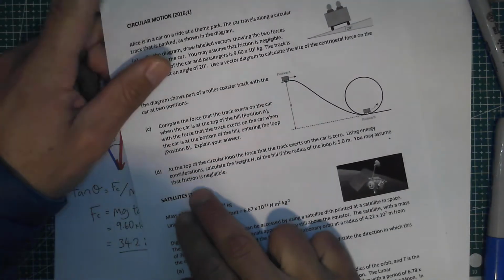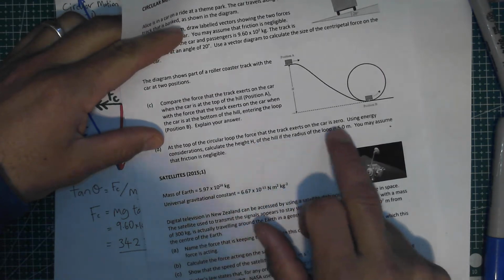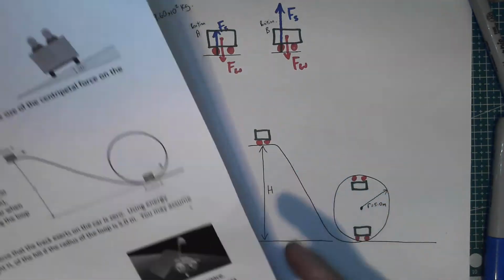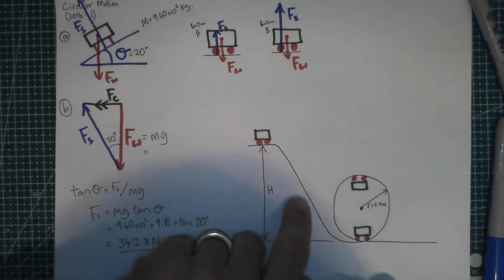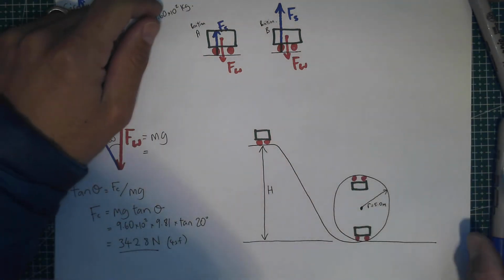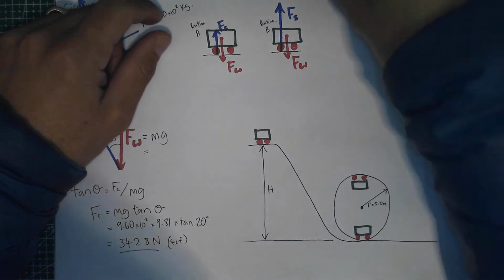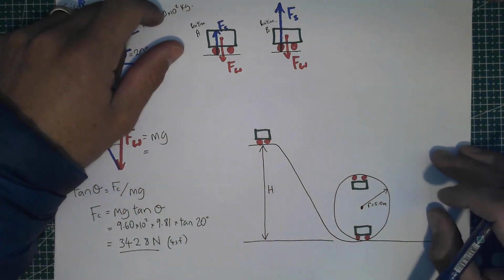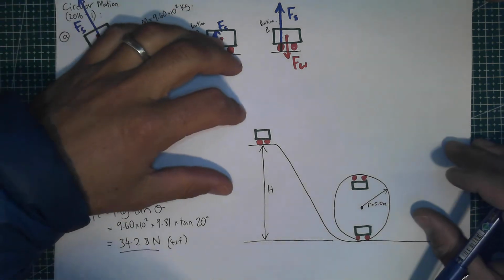Okay, now for one of my favourite questions, we need to figure out how high h needs to be. What's this height here of the cart at the start if it's going to go around this loop at the minimum possible speed? And we're assuming that there is no friction. So this is an energy problem, and if there is no friction, that means the energy in the system is conserved.